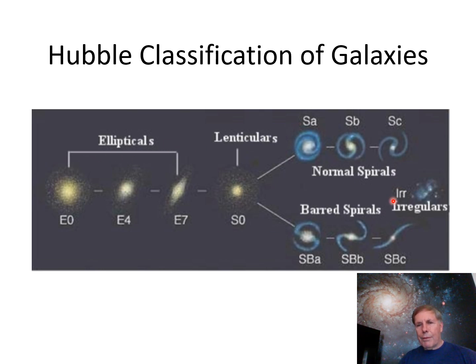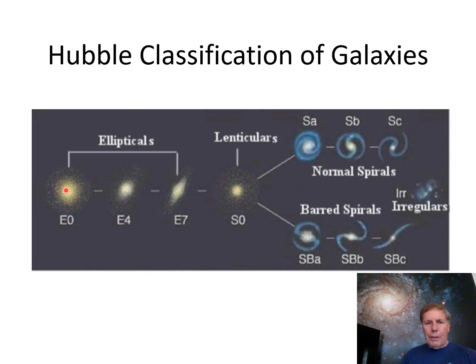There are three types of galaxies: the so-called ellipticals, the spirals, the normals and the barred spirals, and then the third type is the irregulars. Let's take the easiest ones first. The ellipticals come in a variety of shapes, from sort of circular to sort of like a football to something that's skinnier than that. And the number basically tells you what shape it is.